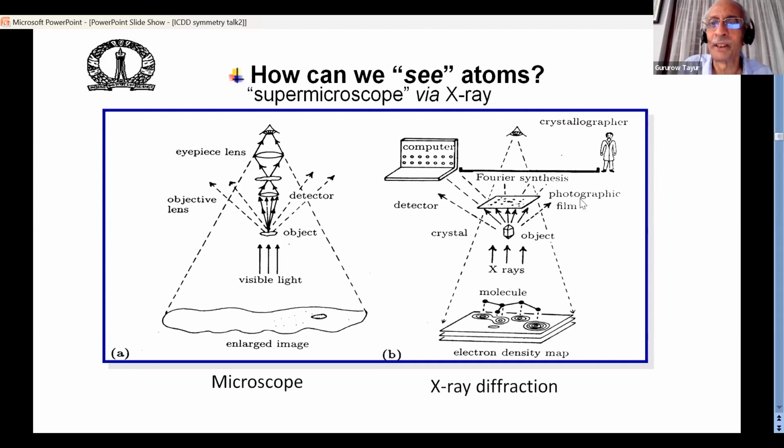Now, in place of the photographic film, we have the modern day detectors. We have the CCDs, we have the photon detector, we have image plate or whatever. So this now gives us the intensities of these spots.